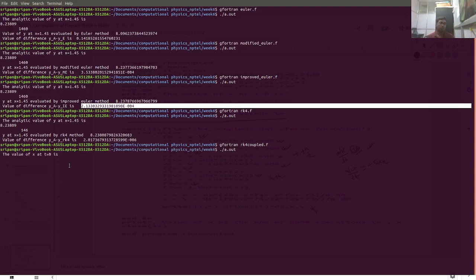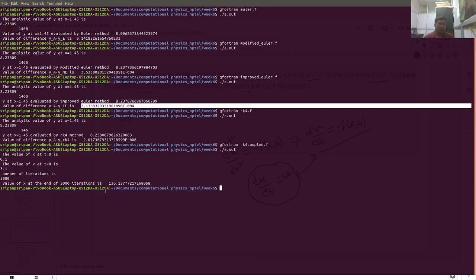So what we need to do, we have to assign three values here. At t equals 0, we need to know the value of x, v, and we have to give the number of iterations, which will be 5000. So 0.1, 3.1 and 5000. So these are the values, right? So the x value will be 0.1, this will be 3.1 and this will be 5000.